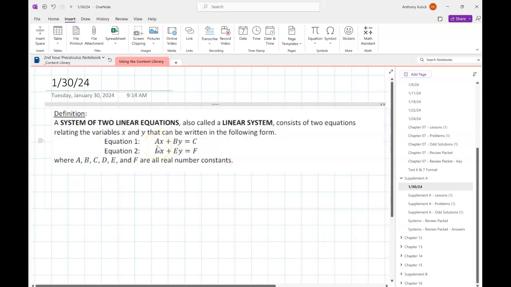That means that we have one linear equation like ax plus by equals c, and a second equation dx plus ey equals f, where any x and y that satisfies equation 1 also has to satisfy equation 2. So that's what we're saying, okay? That's what we mean by a solution: some (x, y) that satisfies both equations.